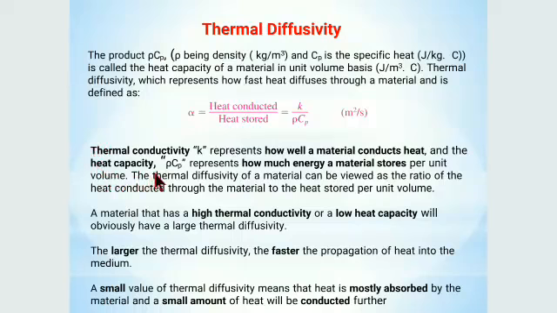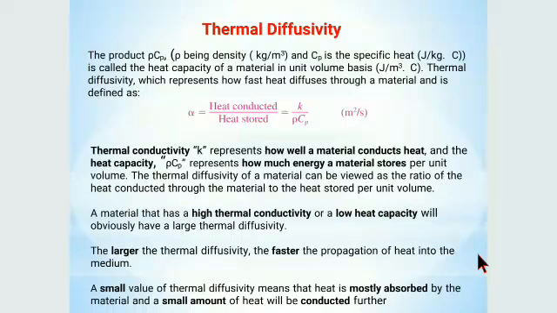Thermal conductivity k represents how well a material conducts heat, and the heat capacity rho Cp represents how much energy a material stores per unit volume. The thermal diffusivity of a material can be viewed as the ratio of the heat conducted through the material to the heat stored per unit volume.